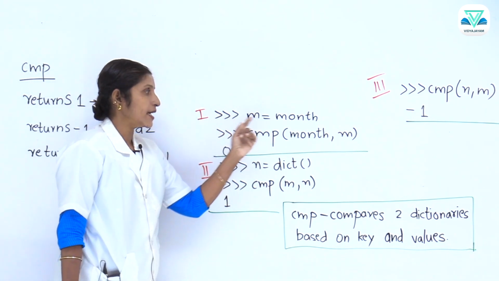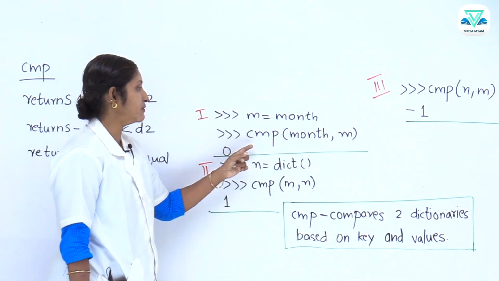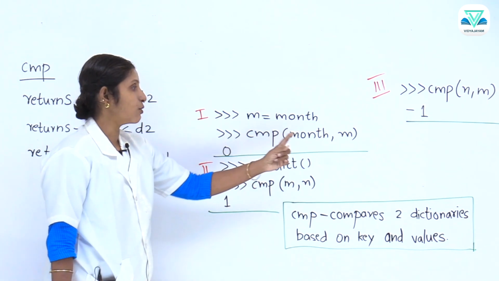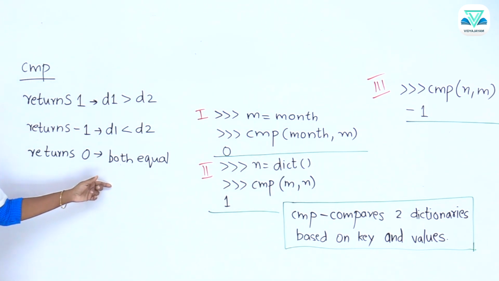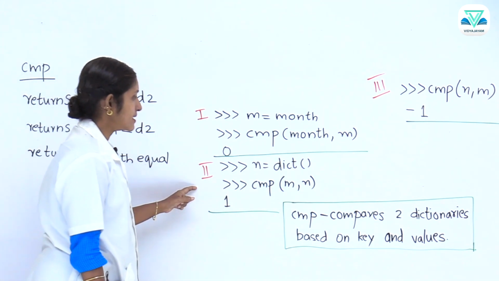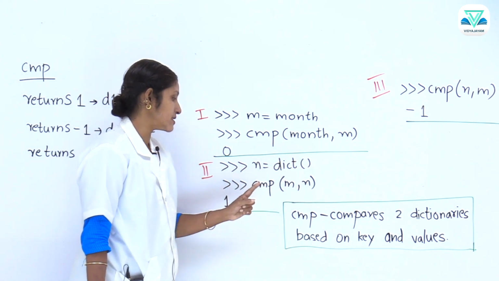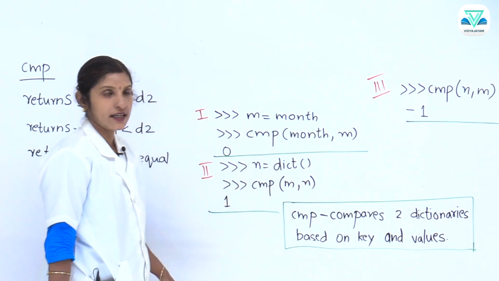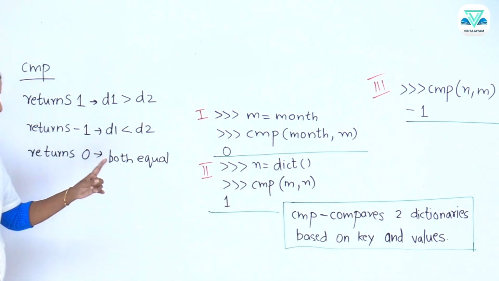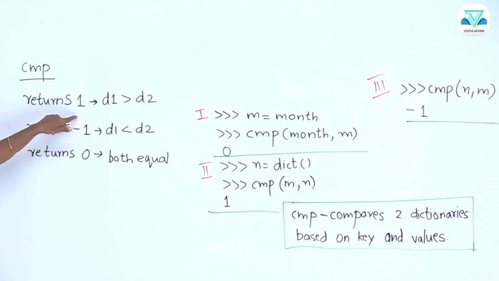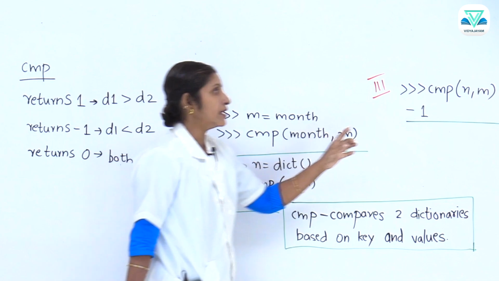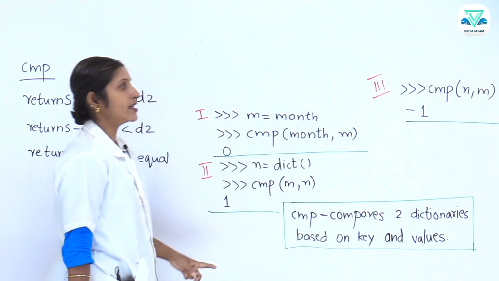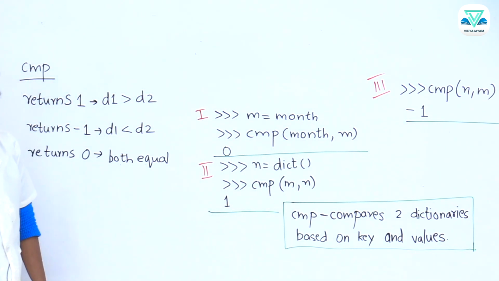Now here M is equal to month. So when we compare this cmp(month, M), it is giving us 0, which means both the dictionaries are equal. Second case, N is equal to dict, cmp(M, N). So what does that mean? That means it is returning 1, so the first dictionary is bigger than the second dictionary. In the third case, it is giving cmp(N, M).